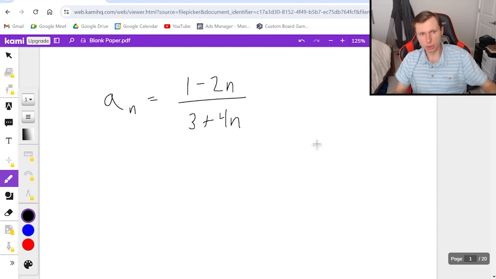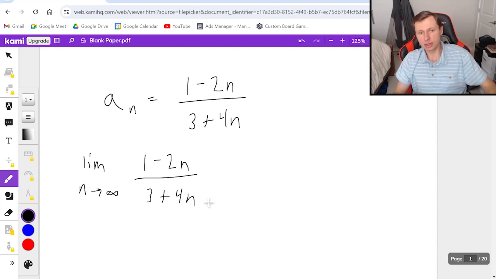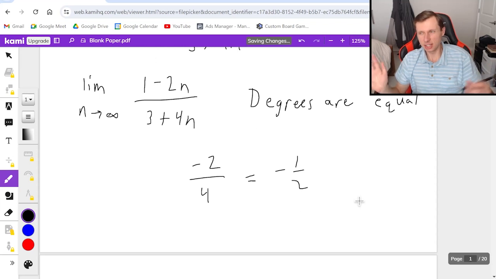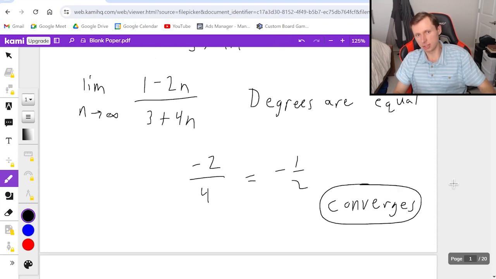Okay, and here's the solution. So first take the limit as n goes to infinity of 1 minus 2n over 3 plus 4n. I see that these are polynomials where the degrees are equal, which means that the result of this limit at infinity is just going to be negative 2 over 4, which is negative 1/2, which is not infinity or DNE, it's just negative 1/2. So this converges. And fun fact, if this was a series, this would diverge, but we're not there yet.